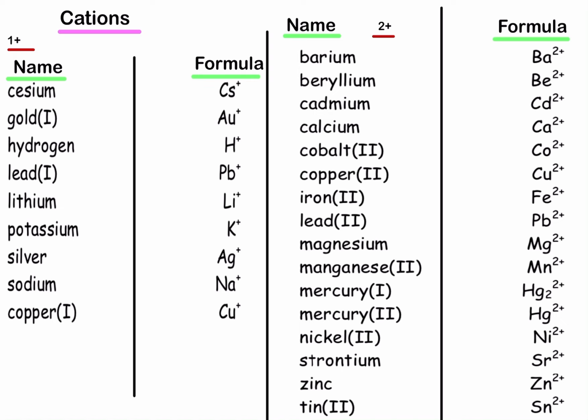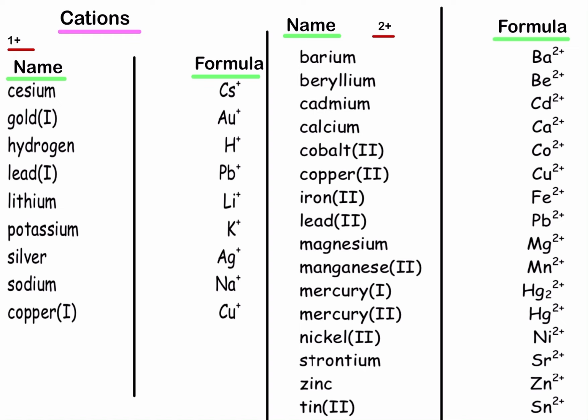Now 2 plus charge: barium, Ba2+, beryllium, Be2+, cadmium, Cd2+, calcium, Ca2+, cobalt 2, Co2+. Here remember, cobalt is written with a capital C and a small o. So that is the difference between cobalt and carbon monoxide. We write capital C and a small o.